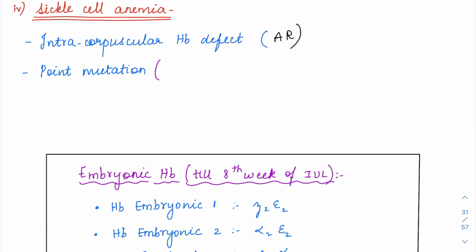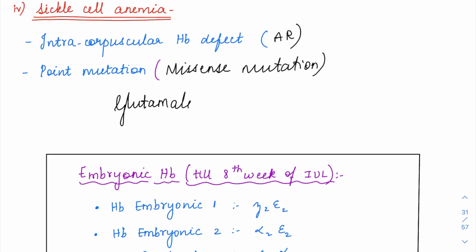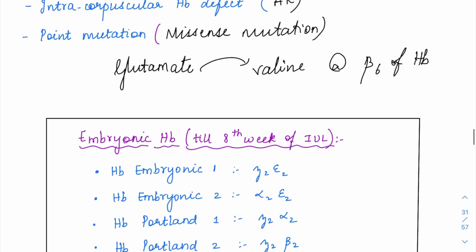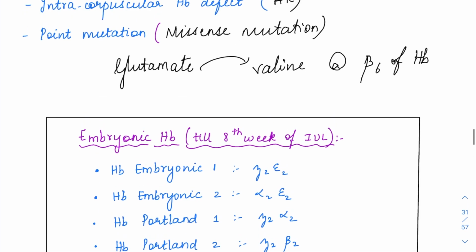Here there is going to be a point mutation, a missense mutation, which converts the amino acid glutamate into valine at the 6th position of the beta chain of hemoglobin. Hemoglobin has an alpha chain and a beta chain. In the beta chain at the 6th position, the glutamate which was present is replaced by valine. So valine wins.